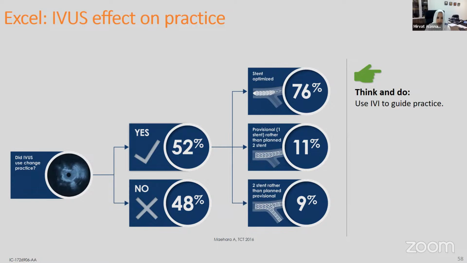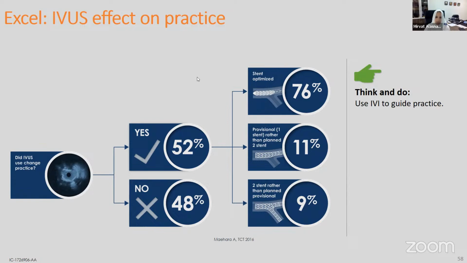And then we look at the impact of IVUS on what the clinicians actually ended up doing. So 52% had IVUS. Of those, 76% ended up getting stent optimization after they used IVUS. 11% went from provisional rather than an upfront 2-stent strategy after they did the IVUS. And 9%, it was the other way around. They went with a 2-stent strategy rather than a planned provisional strategy when they ended up using IVUS. So it really does change what operators end up doing in the cath lab, particularly for something like a left main.